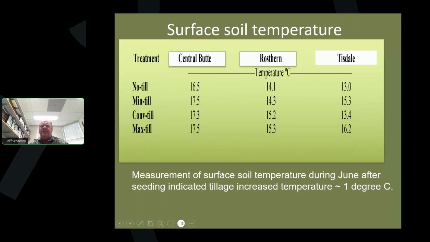Temperature. Tillage does indeed tend to warm the soil up in the spring by reducing the moisture content, reducing the heat capacity of that soil. And we saw, as a lot of other studies have shown, really at all 3 sites, those tillage operations tended to increase that mean temperature in June after seeding around 1 to 2 degrees centigrade. So it does tend to warm that soil up.